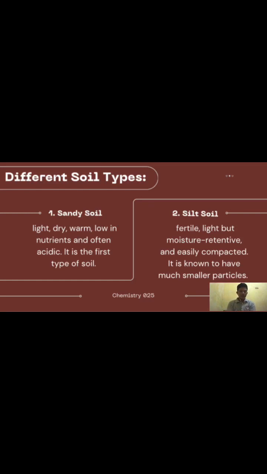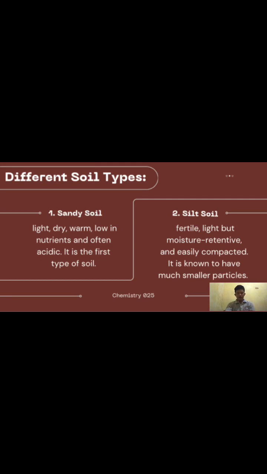And the second type of soil is the silt soil. Silt soils are fertile, light but moisture retentive and easily compacted. It is known to have much smaller particles compared to the sandy soil and is made up of rock and other mineral particles which are smaller than sand and larger than clay. When we say moisture retentive, it retains some moisture but not too much. Kumbaga sakto lang yung nare-retain nitong moisture.